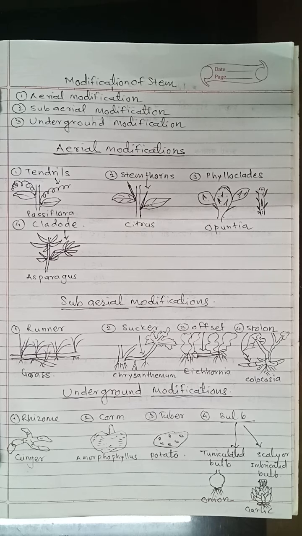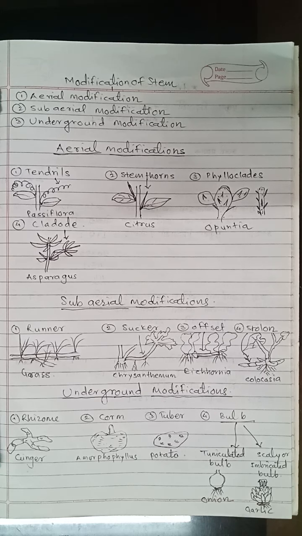Aerial stem modification takes place by means of tendrils, stem thorns, phylloclades and cladodes. The aerial stems are exposed to different environmental conditions. Hence, besides its normal function, the stem may be modified to perform functions like food storage, vegetative propagation and pollination.